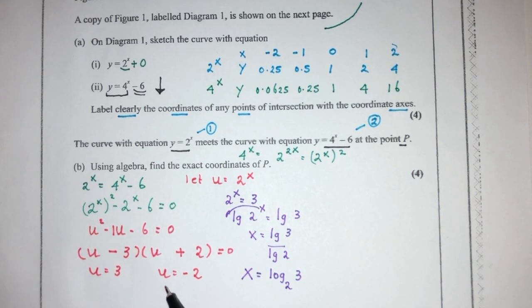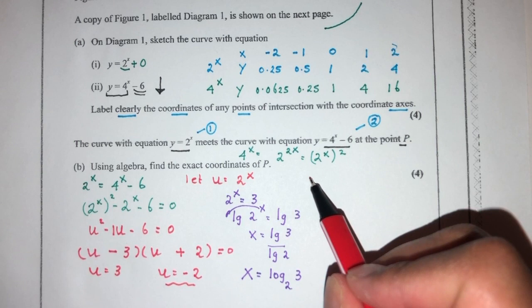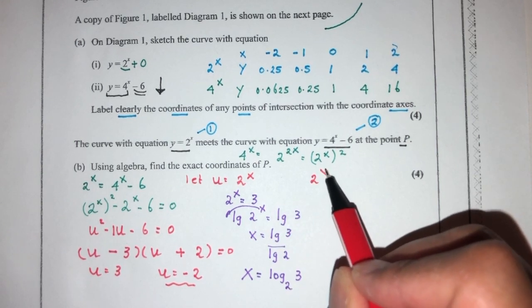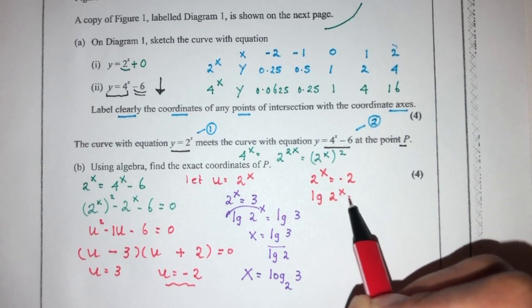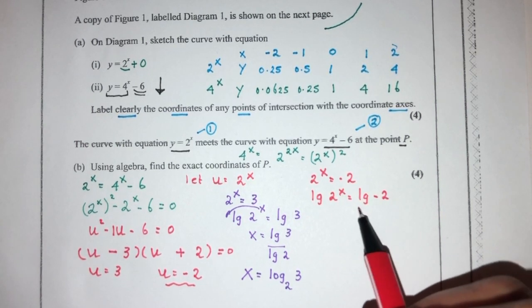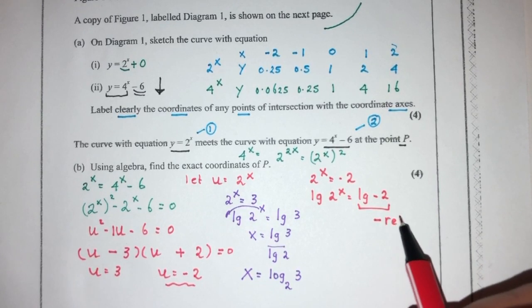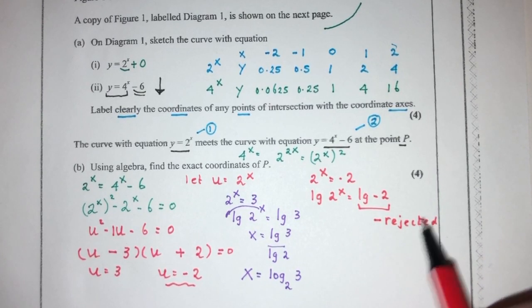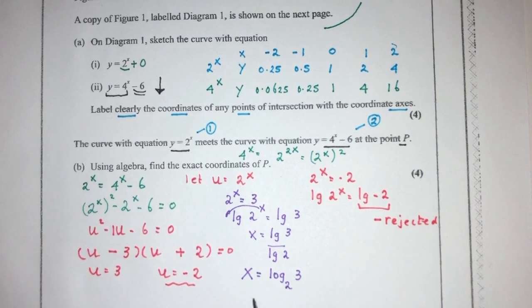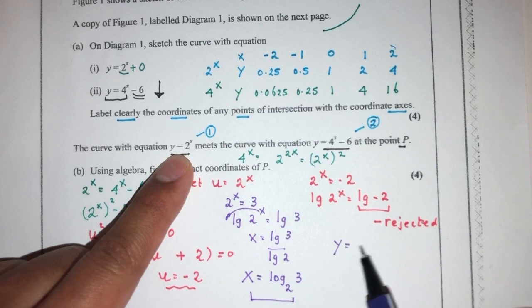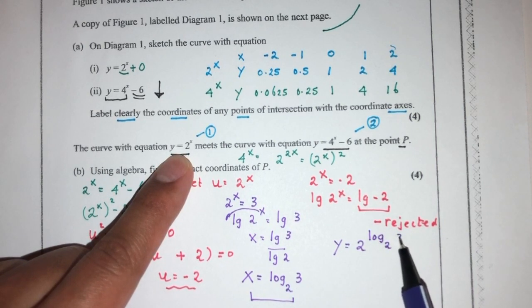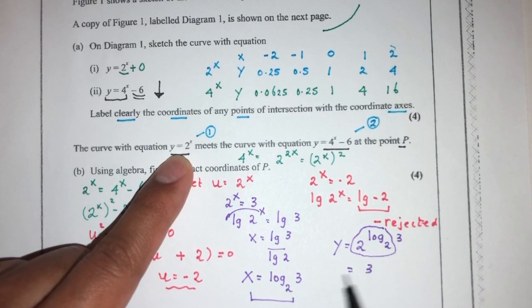Now, how about this one? You can check, you will see you will have 2 power x is equal to minus 2. But when you take log on both sides, log of a negative value will not be possible. It will be rejected. That's the main idea for the other point. Now for this one, we have to find the corresponding y value. Replacing this one, y will be 2 power x, where x is log base 2 of 3. Now this one will cancel out, so y will be 3.